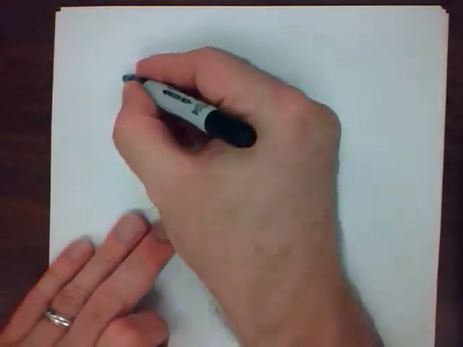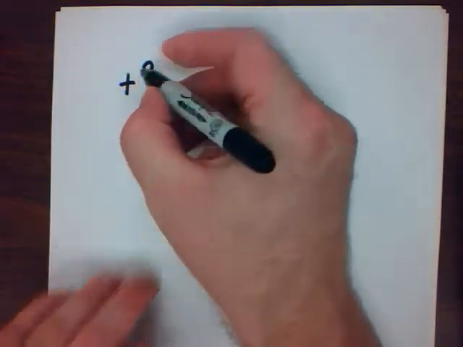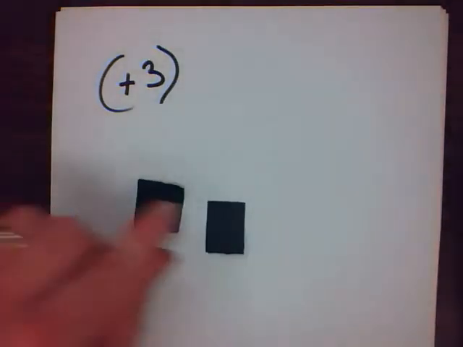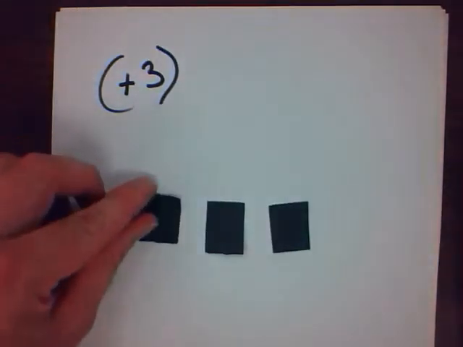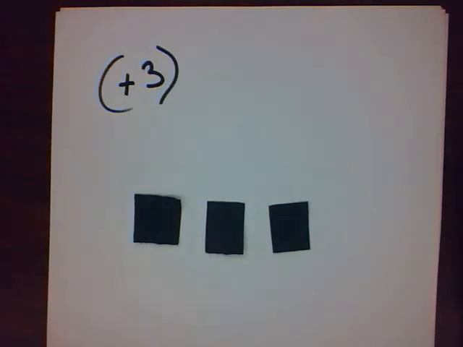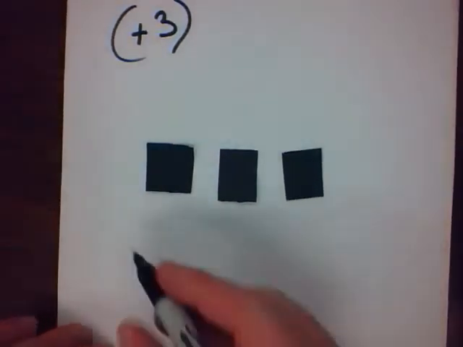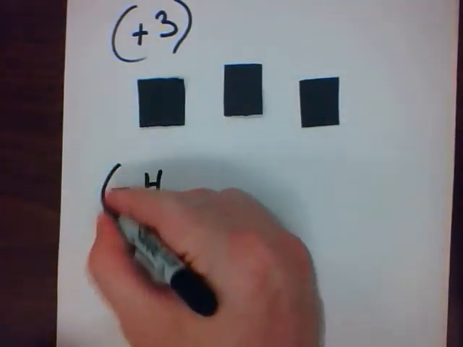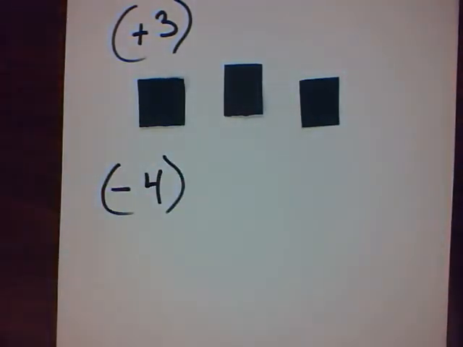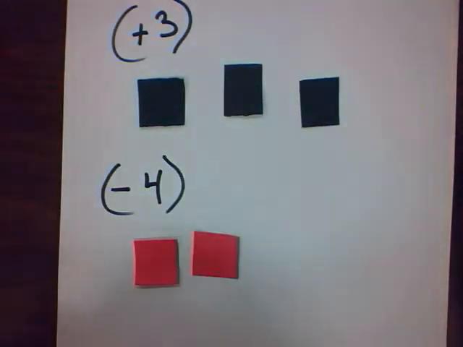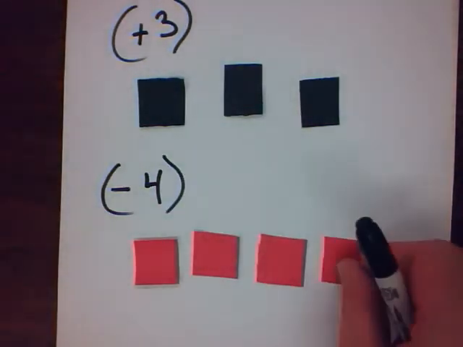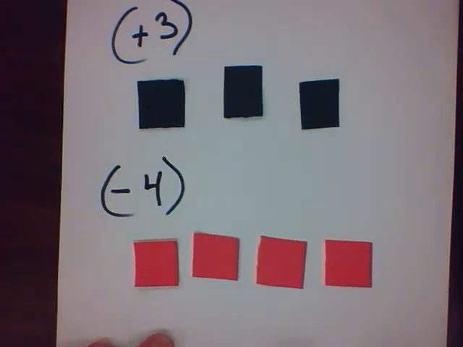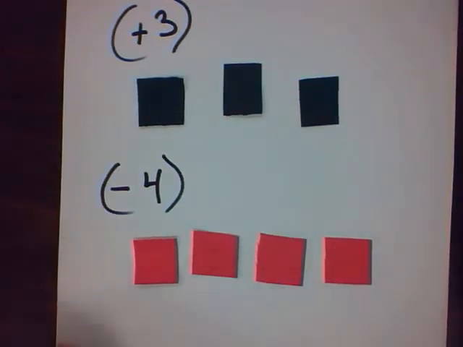Let's say I wanted to demonstrate the number positive 3. Well, that's pretty simple to demonstrate. I put out 3 black tiles. That is positive 3. Let's say I wanted to demonstrate negative 4. That's also fairly simple. I put out 4 negative tiles. That in and of itself is fairly simple, but there's a little bit more complexity that can happen.